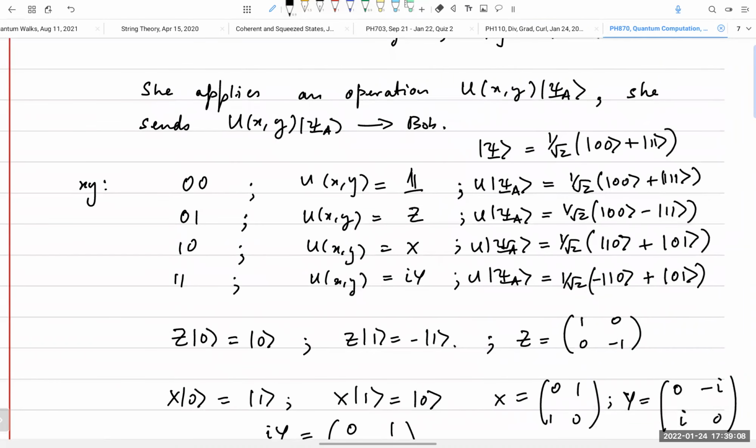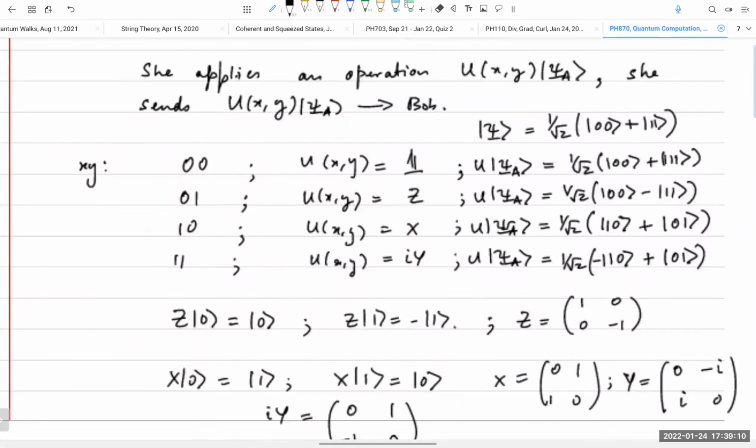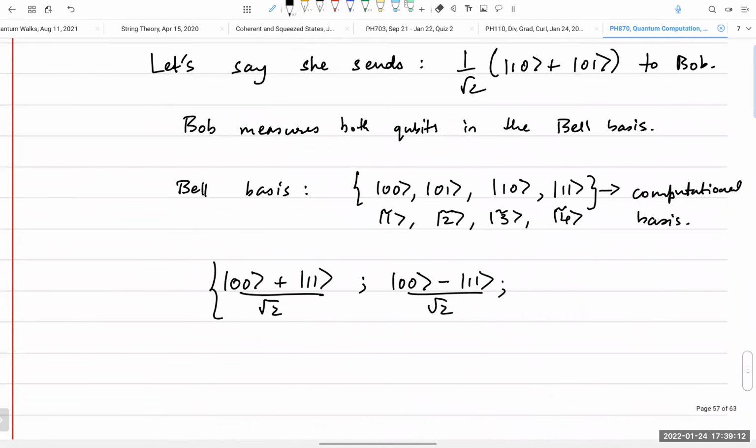So the linear combination that we take is precisely the 4 possible states that she can send to Bob.